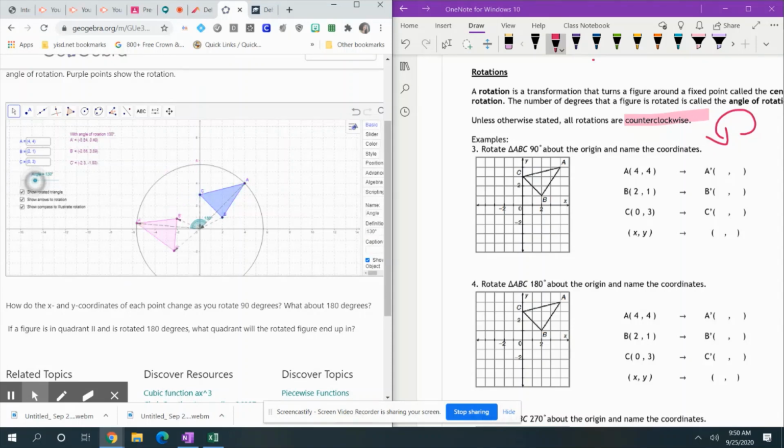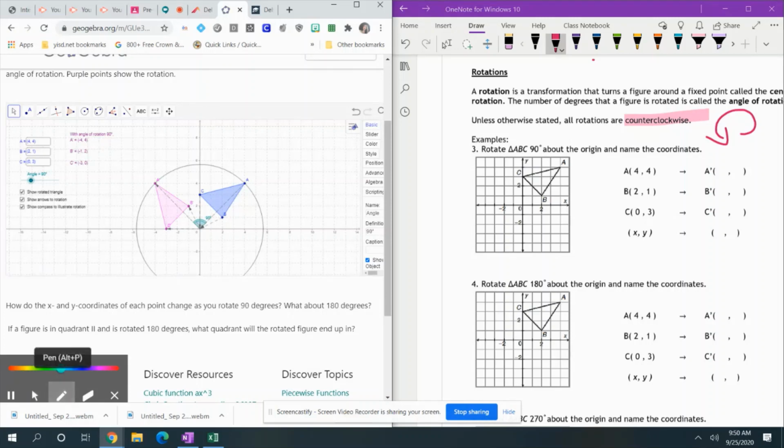Let's see. Almost. That's 110, sorry. 75, 80, 85, there you go, 90. And so that's what a 90-degree rotation looks like. So if you notice here, from point A, they go to the center out to this point A, and you can see that this is a 90-degree angle. The same thing with point B, and the same thing with point C. They make a 90-degree angle.